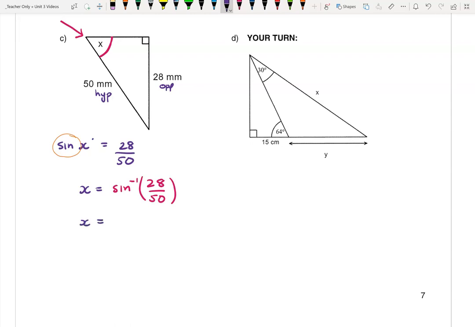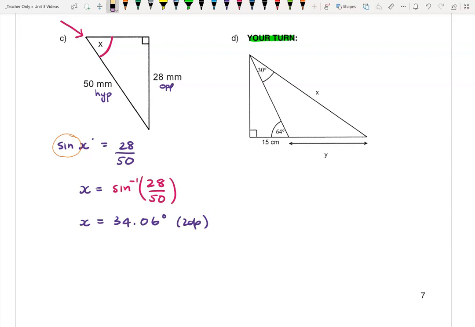If we pop this in our calculator, x becomes 34.06 degrees to 2 decimal places. So in a moment, I'd like you to pause the video and have a go at the situation in part D.